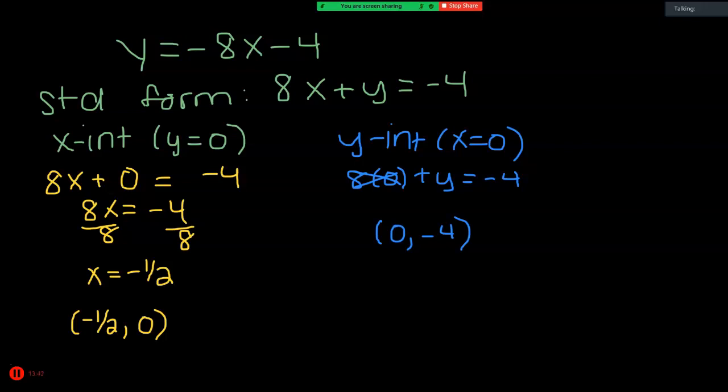And then we would graph these. So you'd go down 4 to plot your y-intercept. And then your x-intercept is left, negative 1/2. So you'd plot between the 2 boxes. And then just connect the 2 dots with a line and arrows.